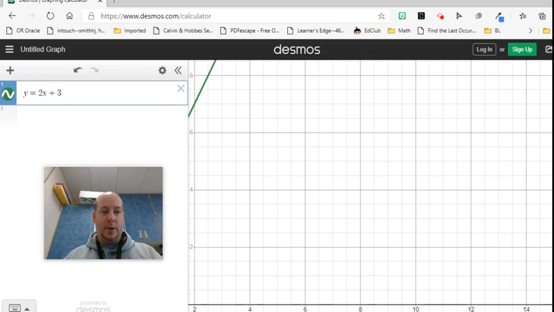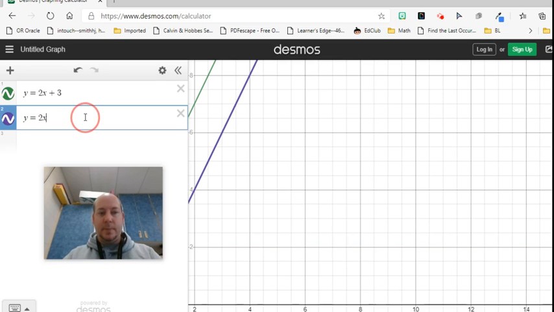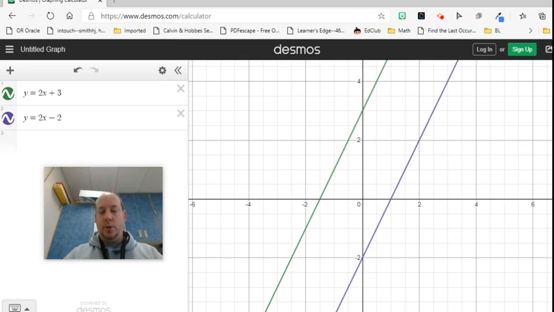So let me put a couple of parallel lines in here. So y equals 2x plus 3. To make it parallel, I have to have the same slope. So I'm going to keep the 2x, and I'm just going to change my y-intercept. Let's just make it minus 2. Okay. All right. So I can see there, those lines are parallel, right? They're running in the same direction. They don't touch. They just have different y-intercepts, okay? So if I want to come up with a parallel line, or I'm determining the lines are parallel, parallel lines have the same slope. They have the same slope, okay?